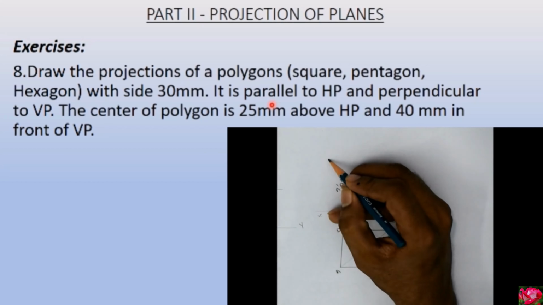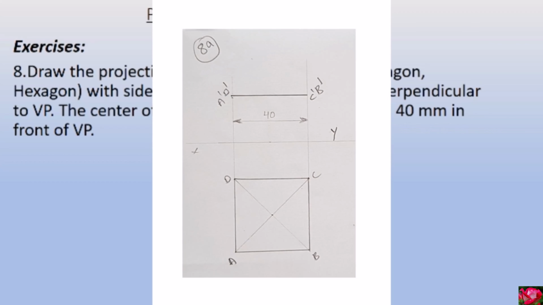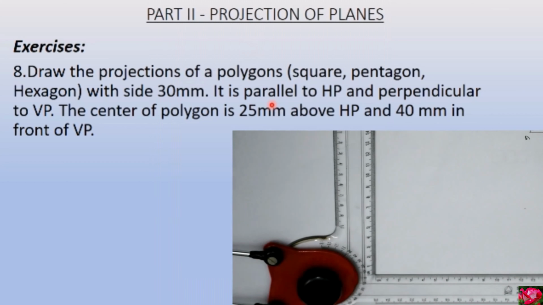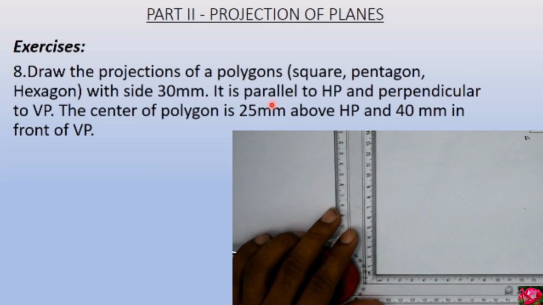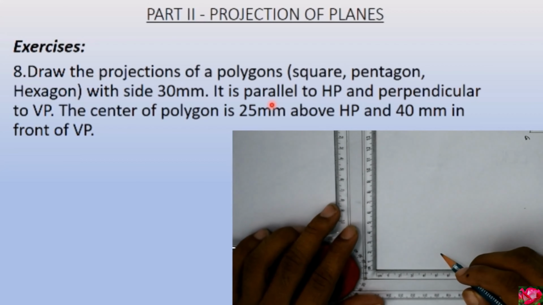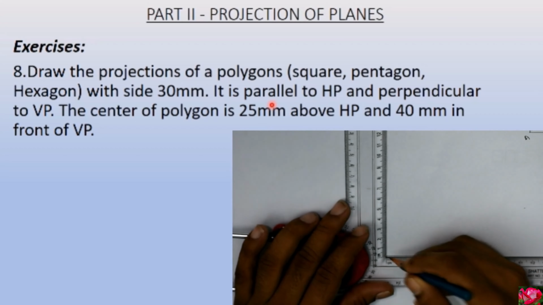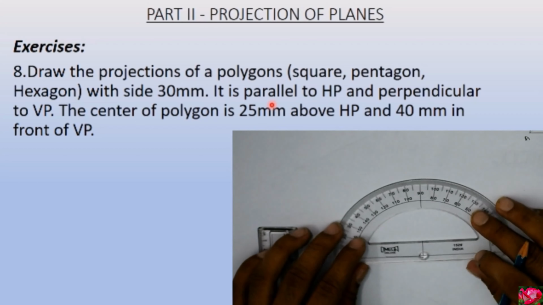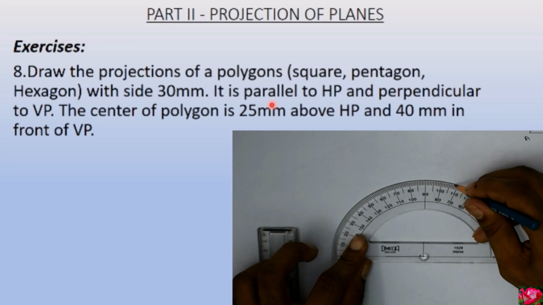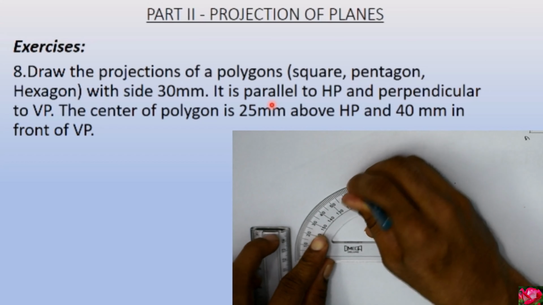So this is exercise number 8A. That's completed. Now this is the pentagon. It is very similar to the previous square. The side is given in the question as 30, so I am drawing first the side as 30 here. I will complete the pentagon, with a 72 degree angle at each corner.